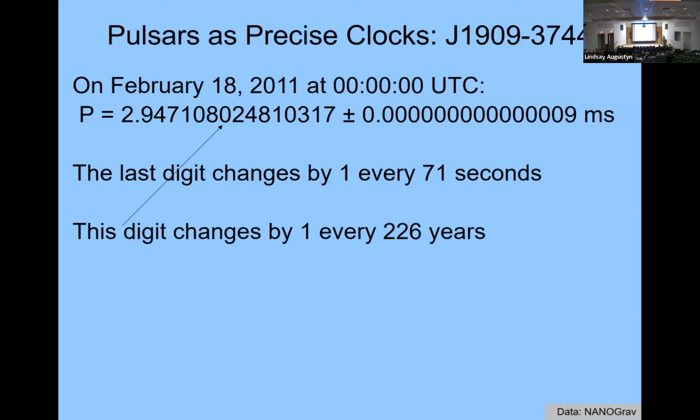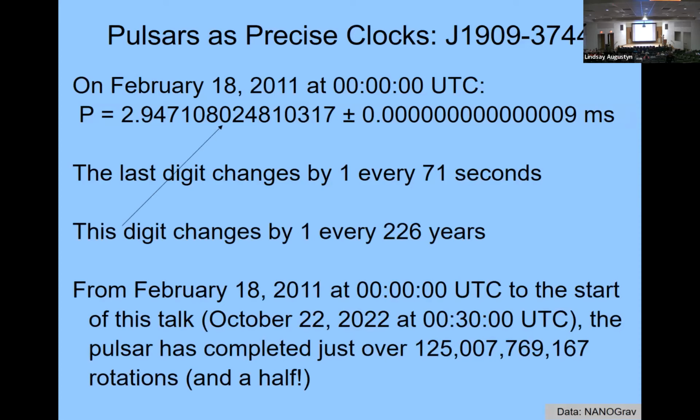Okay. And on top of that, I know that from the middle of my data set to the start of this talk, so if we started exactly on time by atomic clock measurements, that these are the number 125 billion pulses, rotations have occurred between February 18, 2011 and October 22nd, because I'm using UTC here. That's how many pulses, that's how many rotations have occurred. I know that exactly, and I know that for all of the pulsars that I am observing. Okay, I think that is so cool.